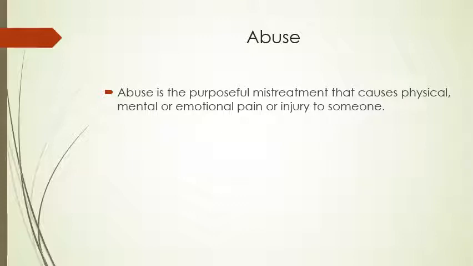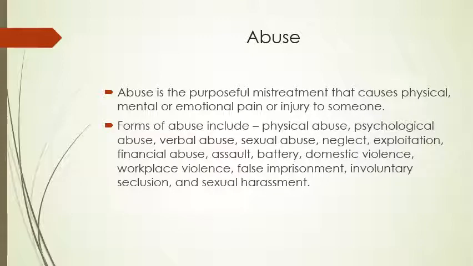So what abuse is, it's the purposeful mistreatment that causes physical, mental, or emotional pain or injury to somebody. Okay, so that's the definition of abuse. There are a lot of different forms or kinds of abuse: physical abuse, psychological abuse, verbal abuse, sexual, neglect, exploitation, financial abuse, assault, battery, domestic violence, workplace violence, false imprisonment, involuntary seclusion, and sexual harassment. So there's a lot of different types of things that fall into this abuse category that we need to be aware of.